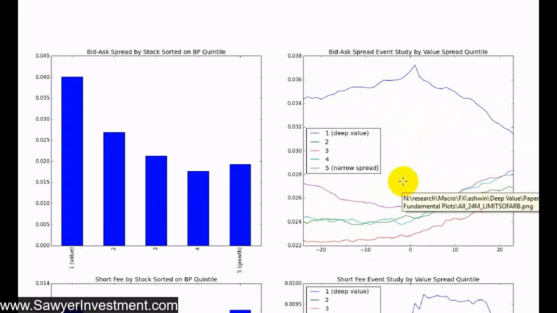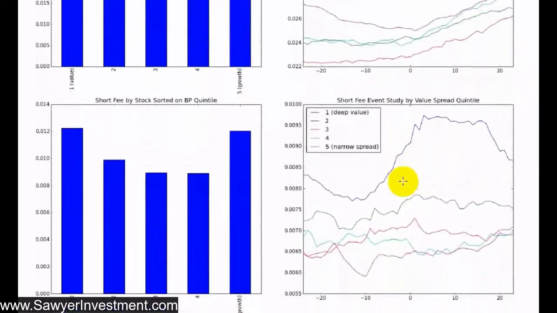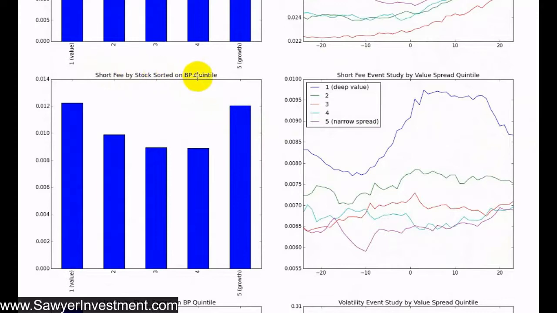And that might contribute to the persistence of value returns because it's particularly costly to implement those strategies compared to lower value spreads. So going down to the next group of figures, we have the short fees relative to the different quintiles of book-to-price ratios. And we see that the value portfolio's shorting fee and the growth portfolio shorting fee is a lot higher than that of the ones in between. So it's a lot more expensive to short value or growth.